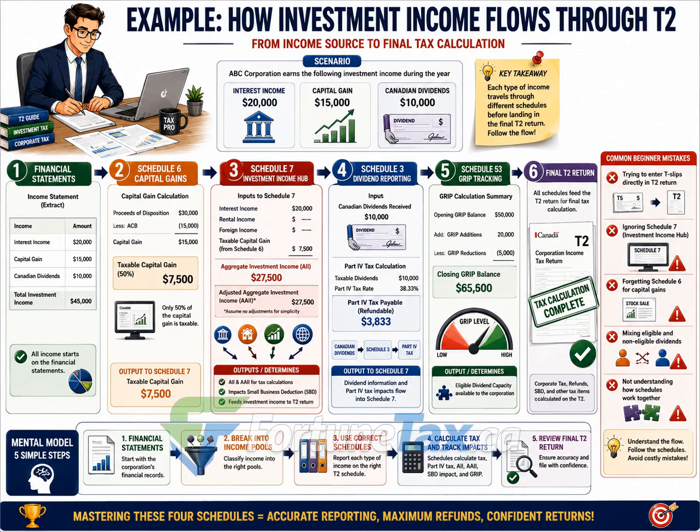Now that we understand the major schedules involved in investment income reporting, let's walk through a practical example and see how everything connects together inside a T2 return. In this example, a corporation earns 3 types of investment income during the year: $20,000 of interest income, a $15,000 capital gain, and $10,000 of Canadian dividends.